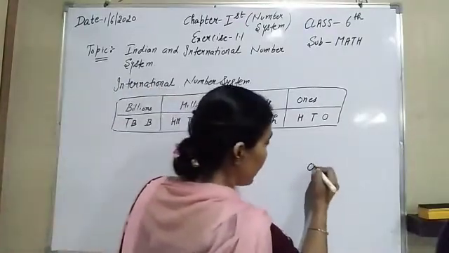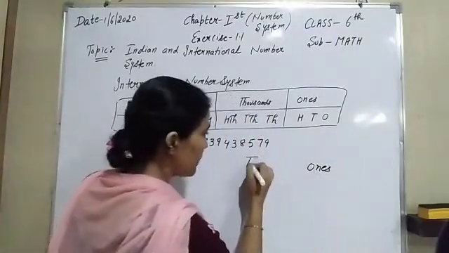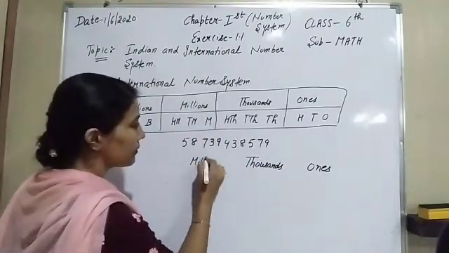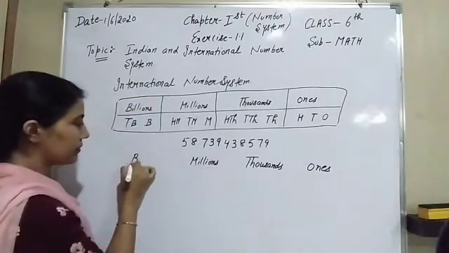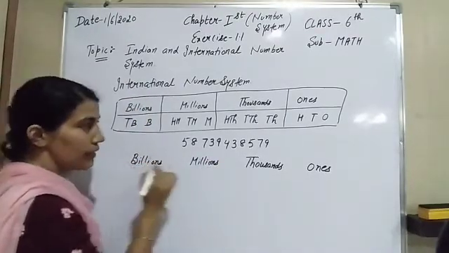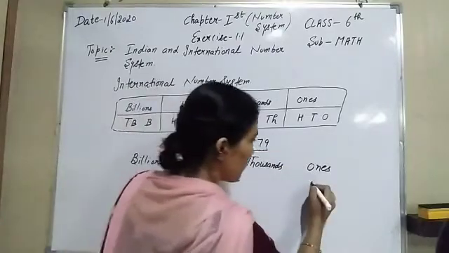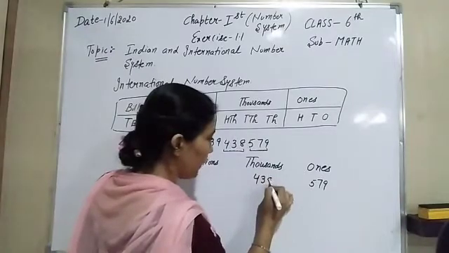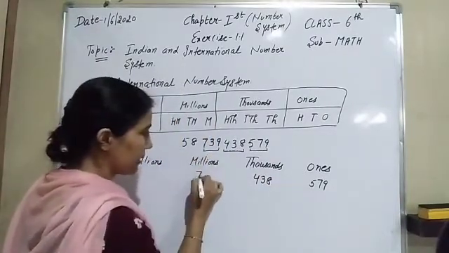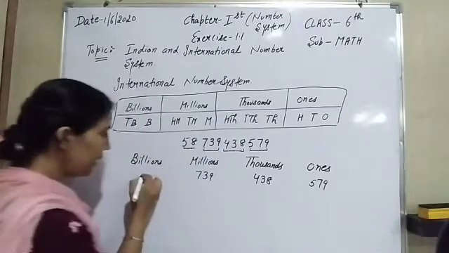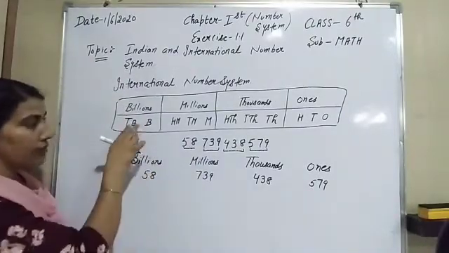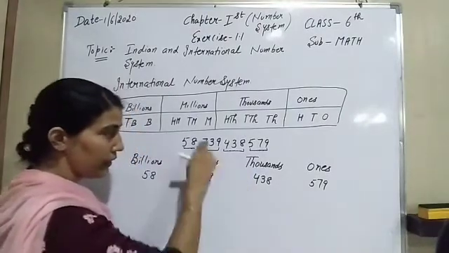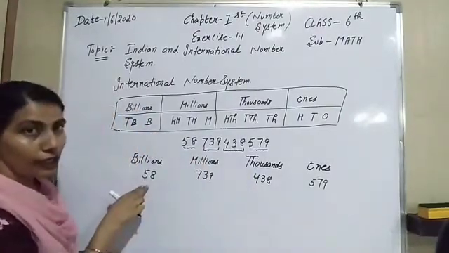So let's start from here. Here is ones, here is thousands, here is millions, here is billions. Take the last 3 digits at the ones place: 579. After that, 3 digits here: 438, then 3 digits here: 739, and the remaining one here, because in billions we have only 2 digits. So the last 3 here: 438, then 739 and 58.